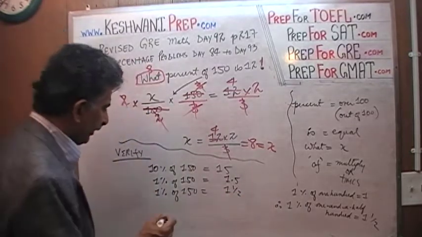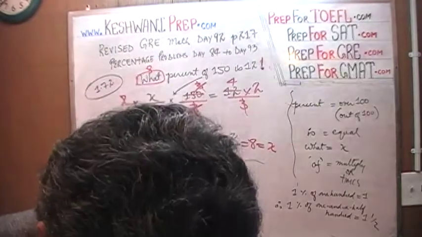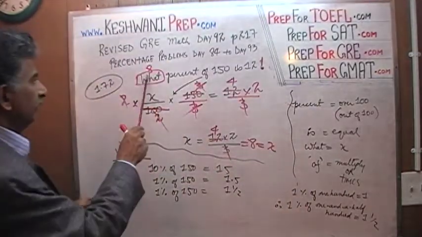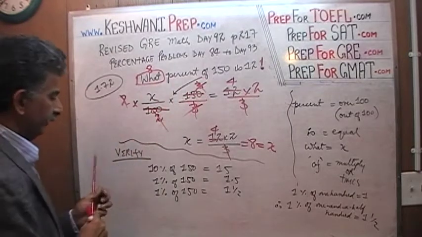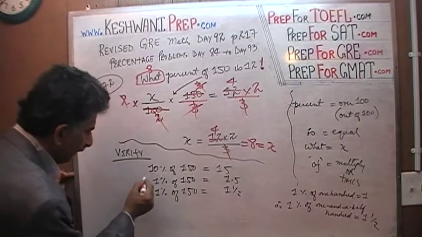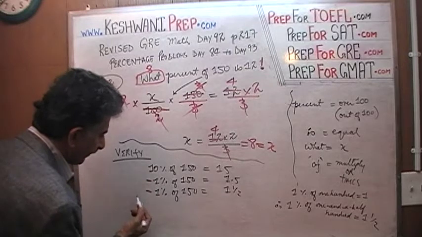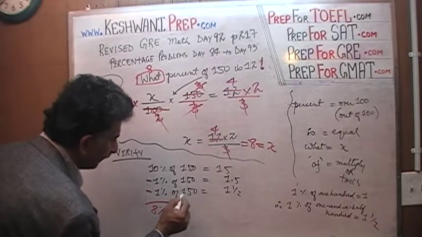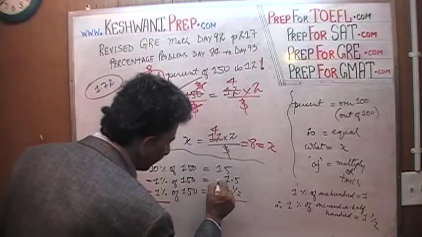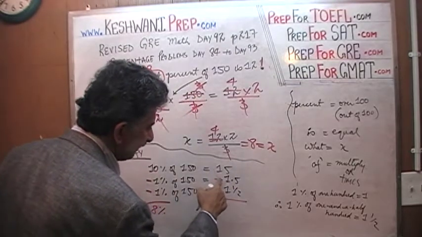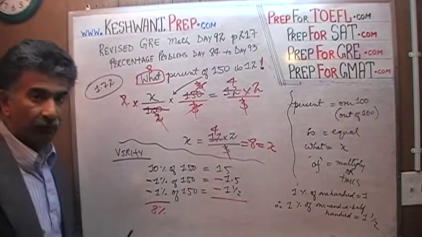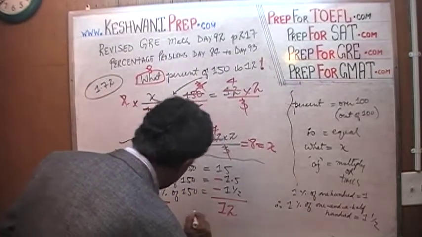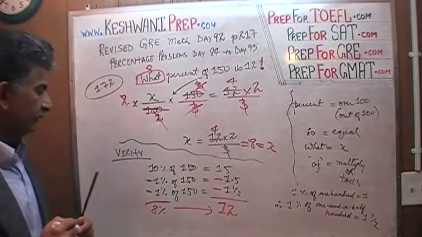Because we are interested in finding 8%, we start out with 10% and we subtract 1% and we subtract 1%. 10 minus 1 minus 1 is our 8% right there. So 15 minus 1.5 minus 1.5, well 1.5 and 1.5 is 3, 15 minus 3 is 12. Voila, 8% does equal 12.